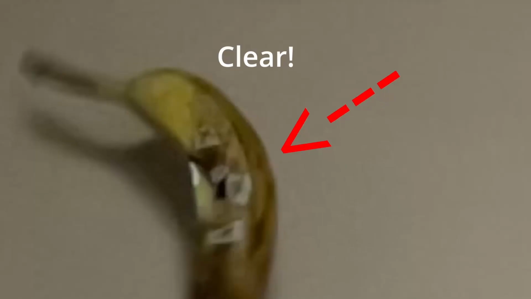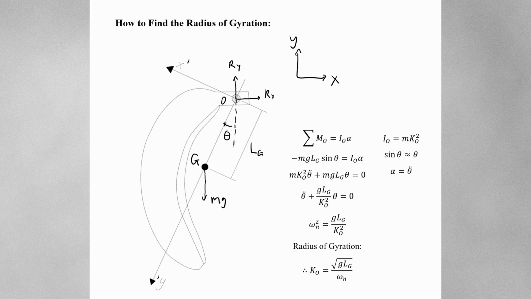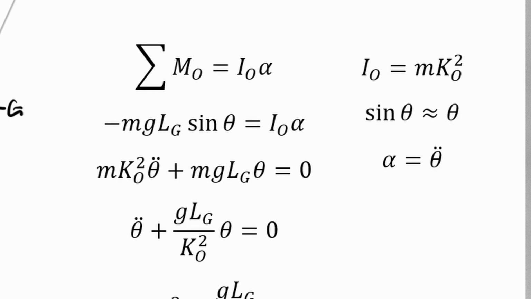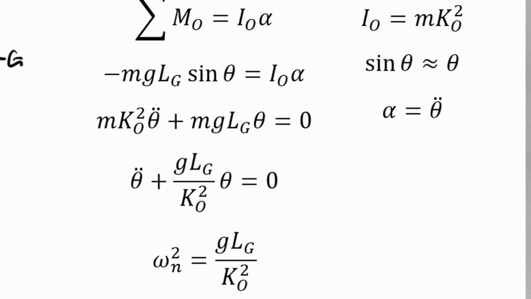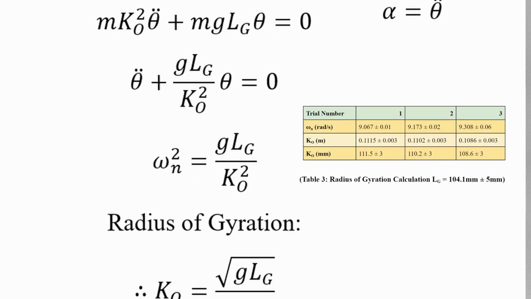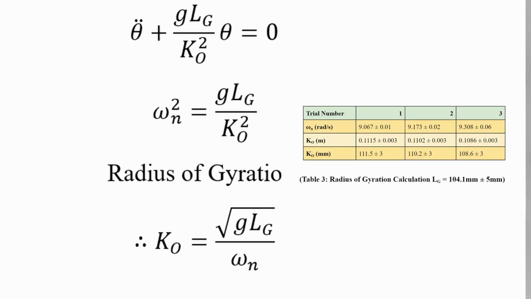We derived an equation to calculate the radius of gyration of the banana by putting it in a perturbed position. Using our estimated angular frequency and the distance to the center of gravity from the axis of rotation, we found the radius of gyration. This way, we can estimate the mass moment of inertia of bananas with similar shape and makeup if we ever want to rotate any more bananas.